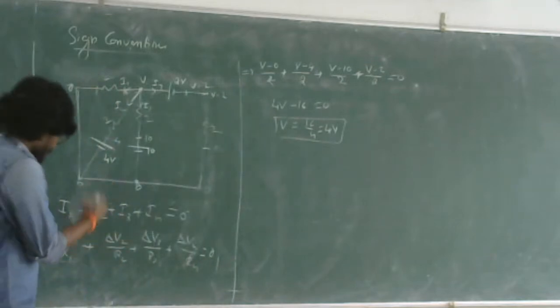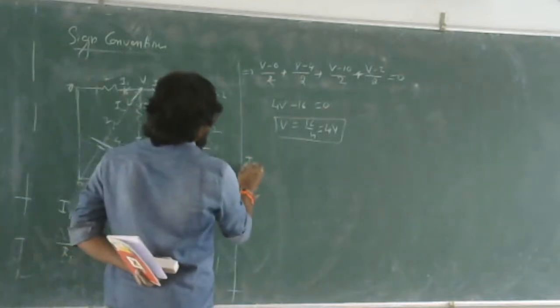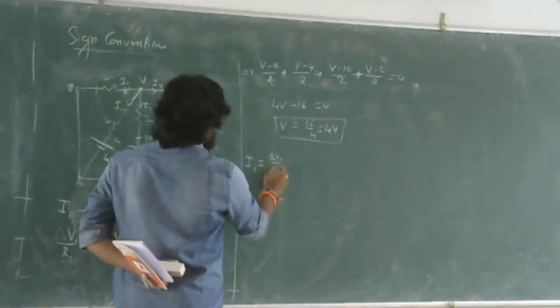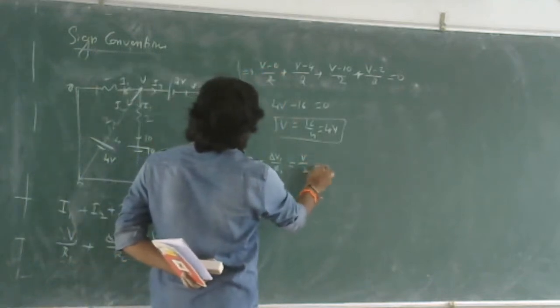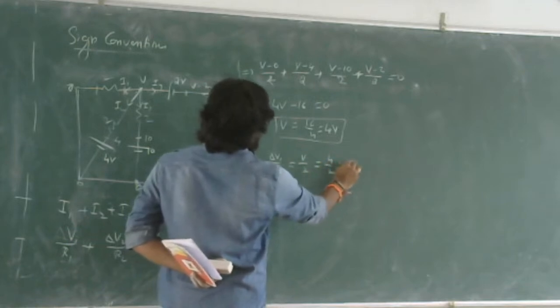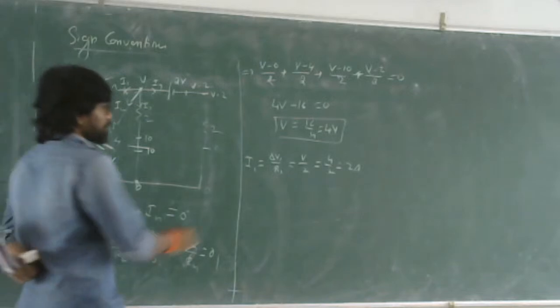Now from that we can find out the currents separately: I1, I2, I3. I1 is equal to delta V1 by R1. What is delta V1? V minus 0 by 2, it is V by 2. What is V? 4 by 2. It is equal to 2 ampere. Is it clear? Yes.